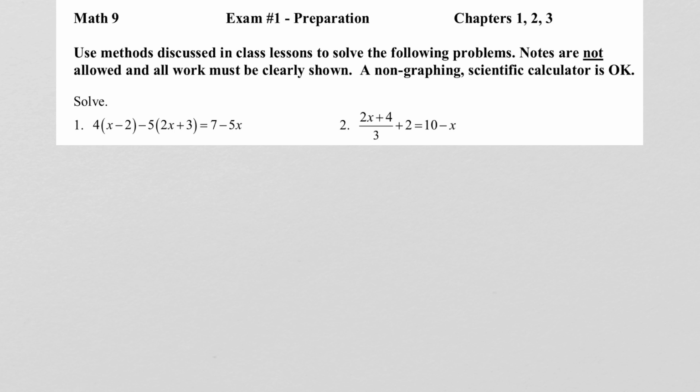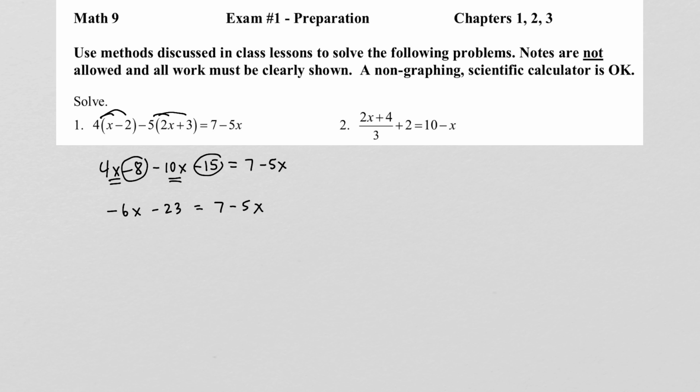A non-graphing scientific calculator is okay. Here we want to solve the following equation. First thing we want to do is remove parentheses, so we can use the distributive property here and here, which will give us 4x minus 8 minus 10x minus 15 equals 7 minus 5x. Combining like terms here, we get negative 6x. Like terms here combine to get negative 23.